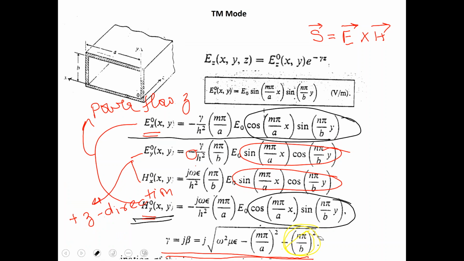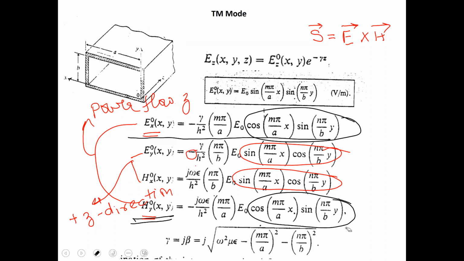Now, because we have confinement in the x direction too, we have confinement in another direction also, the propagation constant is reduced by the same amount as before. So if you look at the propagation constant equation, it is in principle very similar to the parallel plate waveguide.